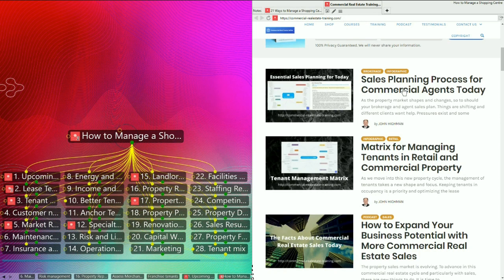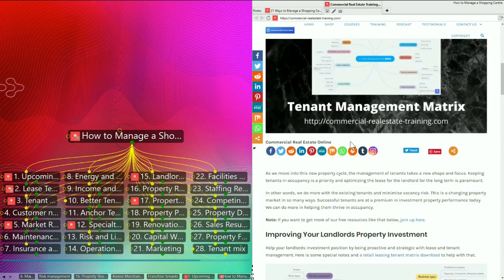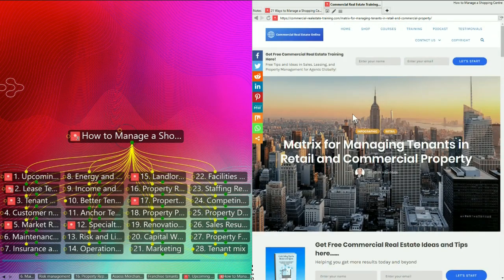One was on the sales planning process in commercial real estate, and the other was on managing tenants in a retail and a commercial property. And for example, in this particular matrix, you can download the whole chart. And here it is here, very detailed. It tells you how to handle managing tenants in a shopping centre. So that's it for today.